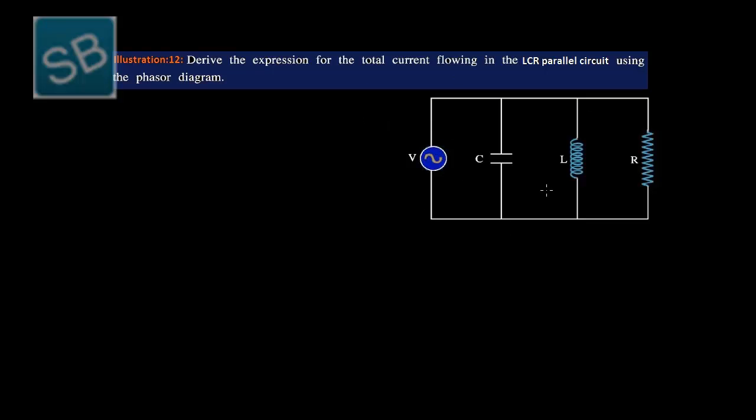So this is the LCR parallel circuit which you can see from the figure, and voltage V is applied to the circuit, and we have to find out the total current. Here all the components you are watching are parallel to each other, and so the total voltage is the potential difference at the ends of each and every component. But it is necessary that we find the phasor diagram, because here it is written that we have to use the phasor diagram for the determination of total electric current.